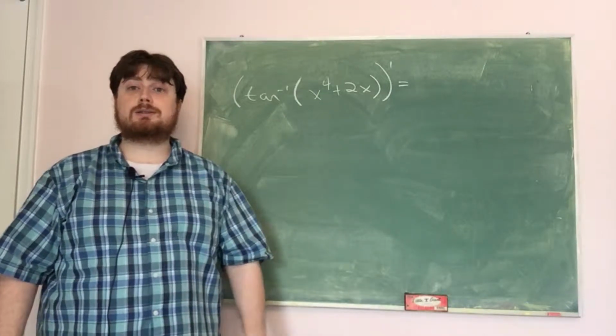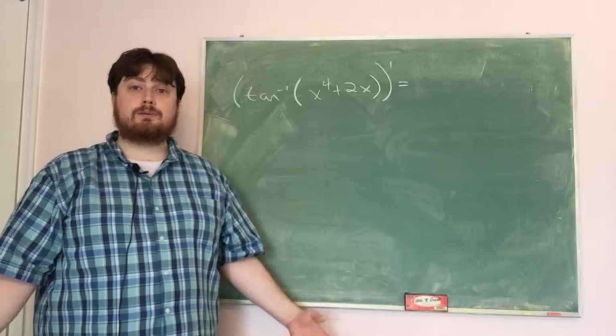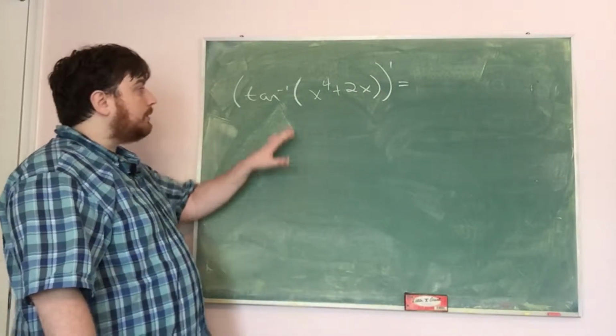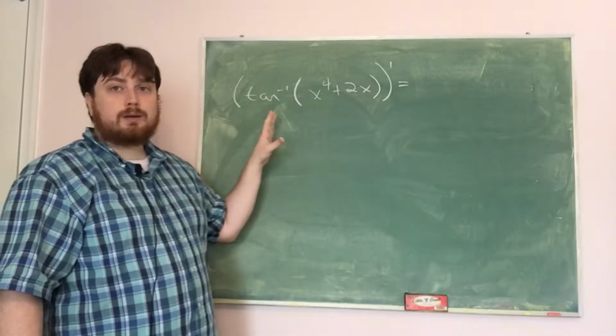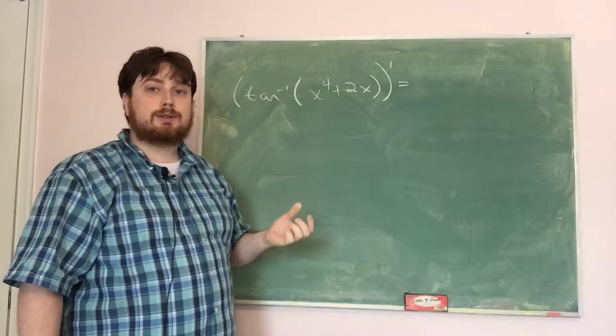Today we find the derivative of arctangent of x to the fourth plus 2x. As we look at this one, we want to start off like we would any other derivative and figure out what's the big picture thing that's going on. I know that most of you would see this arctangent right away and focus on that, but what we really want to see is that it's arctangent of a function.